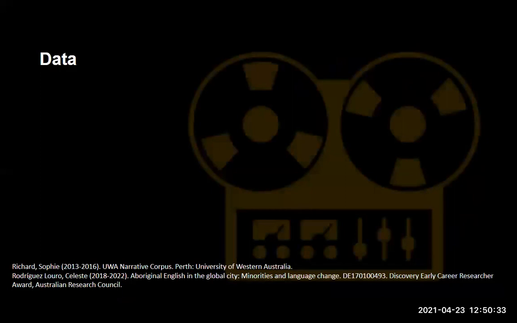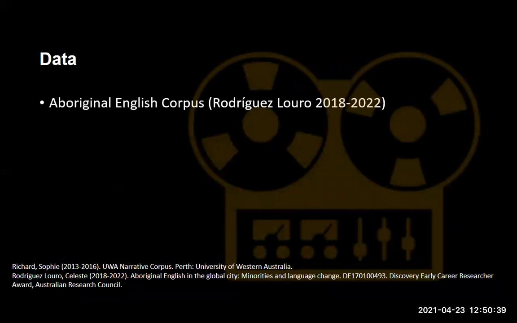The data used were taken from two corpora. So the Aboriginal English data were collected by Celeste Rodriguez-Luro and Glenys Collard throughout 2019 in the context of Celeste's fellowship. And Celeste and Glenys used the method known as yarning to secure these data, which I'll be telling you a little bit more about in a moment.